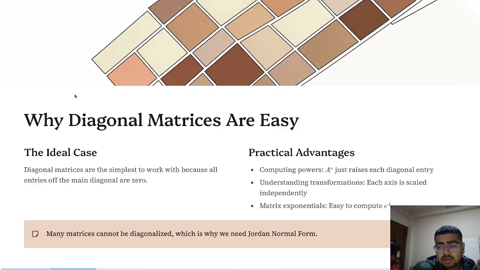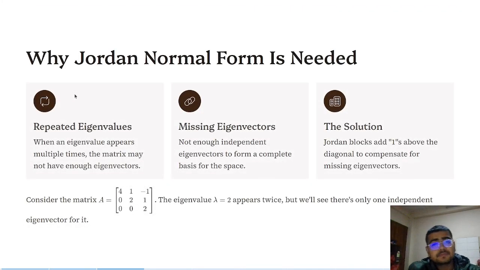So it's not a complex topic. The topic is just about how to make the matrices into an easier form, or a form closer to diagonal, so that it would be easier to work with those matrices, right? So let's go a little bit deeper into why Jordan normal form is needed.